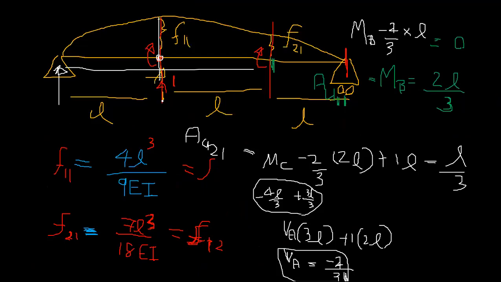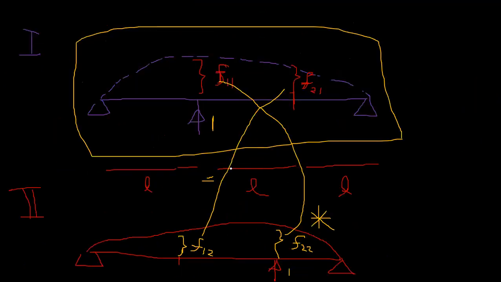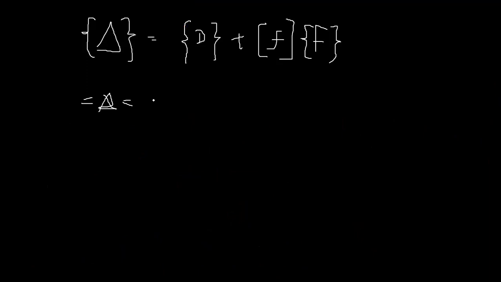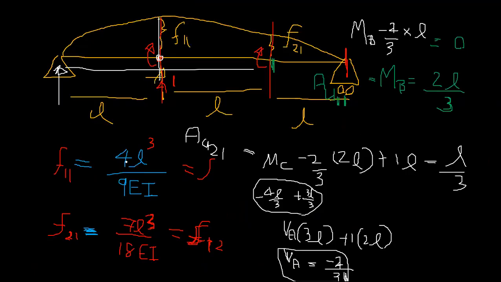So D was how much? D was 11 WL^4 over 2LEI. And F12 was 4L cube over 9EI.